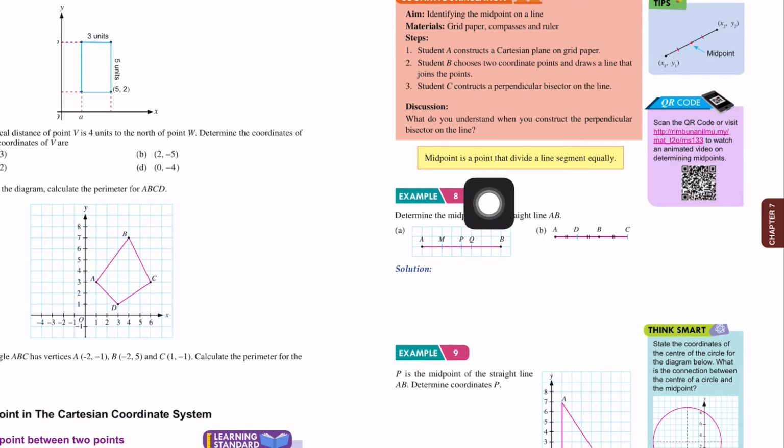So actually, what is midpoint? Midpoint is a point that divides a line segment equally. Titik tengah lah. Apakah titik yang membahagikan satu garis itu kepada dua kawasan yang equal? So that's why midpoint is a point that divides a line segment equally. Let's look at the first example.